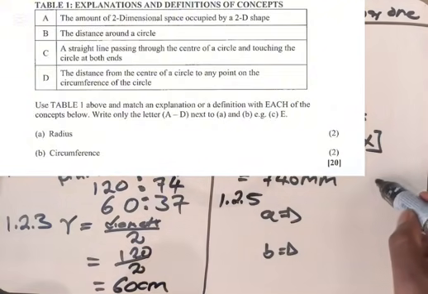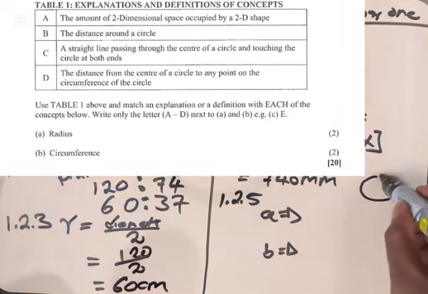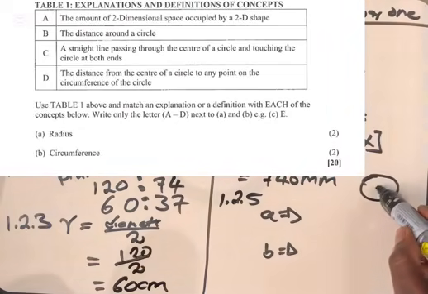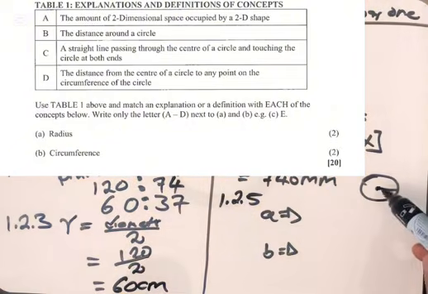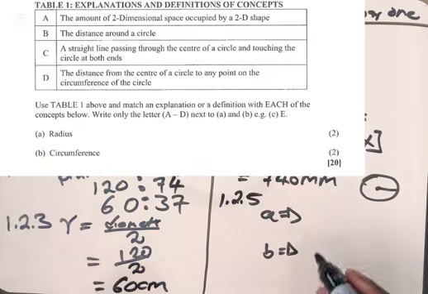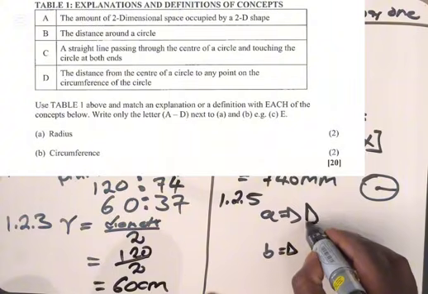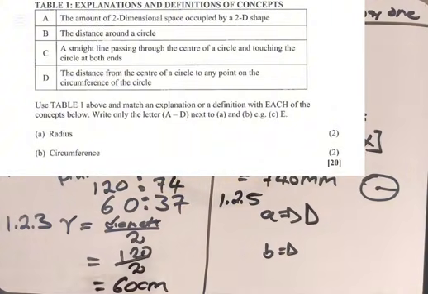We know that radius, if we are having a circle like this, radius starts from the center to any point in the circumference. So we go and look for a definition that will say from the center to any point of the circumference. We found that one is number D. If we look at number D, it says distance from the center to any point in the circumference. So radius is D. Question A is D.